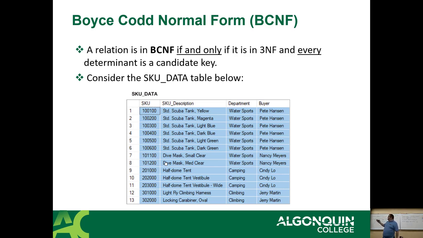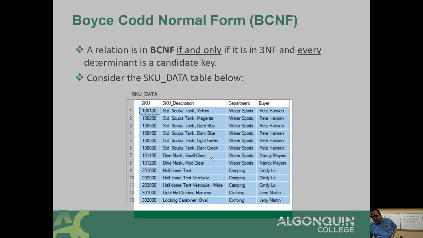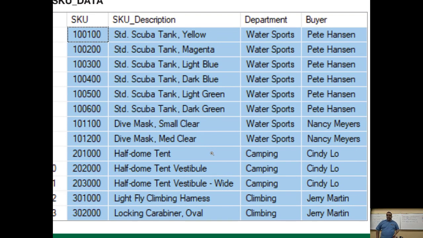So I've got an example up on the screen. Yes, it's small as can be, and I'm going to zoom in to make it a little easier to see. Oh, and this one works really good. There we go. Okay. So we have this table. And you'll notice that there's a SKU, a department, a buyer, and a SKU description.